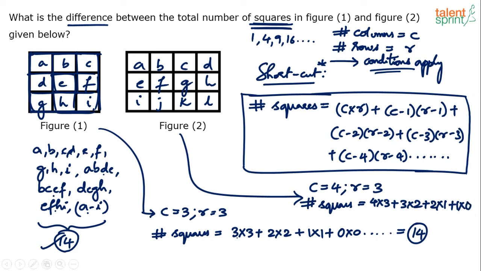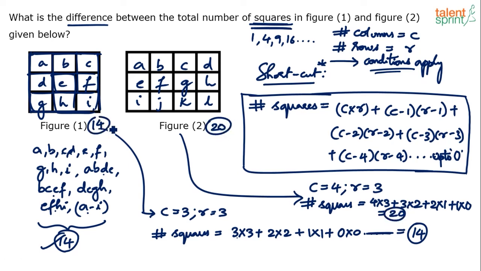So the moment you get 0, you can stop. Right? So the moment you get 0, you stop. Here also, the moment you get 0, you stop. Right? So we got 14 there. What's the answer here? 4 into 3 is 12, 3 into 2 is 6, 2 into 1 is 2, 1 into 0 is 0. So 12 plus 6 is 18, 18 plus 2 is 20. So the total is 20. The number of squares here is 20.